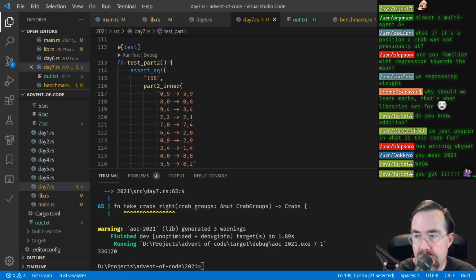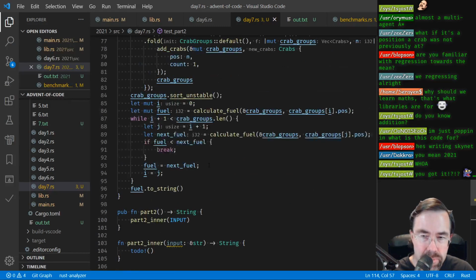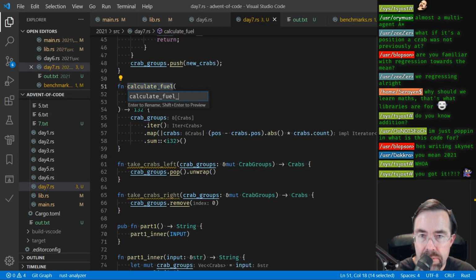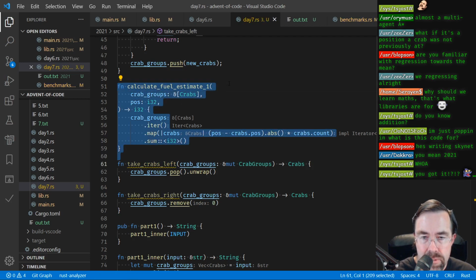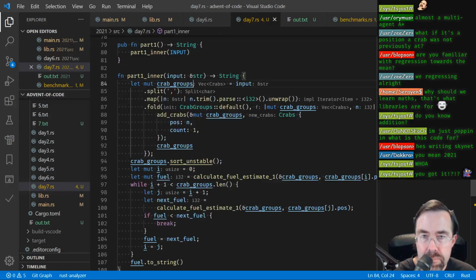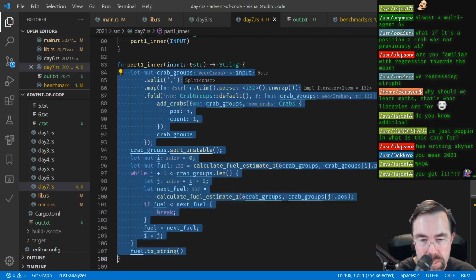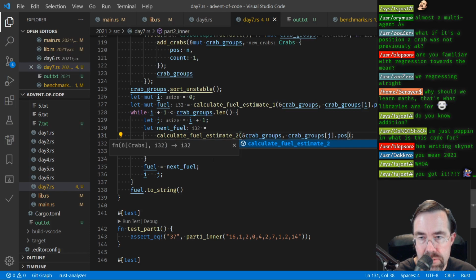All right, close that. So we just want a different cost function, and when we get to that dip between crabs, then we want to actually go between crabs and calculate the fuel between them, right? So I'm going to say this is calculate fuel estimate 1, and we're going to have estimate 2 in a second, but right now we'll have it copied from 1, right? And then part 2 starts out like part 1, only it has the estimate 2 function.